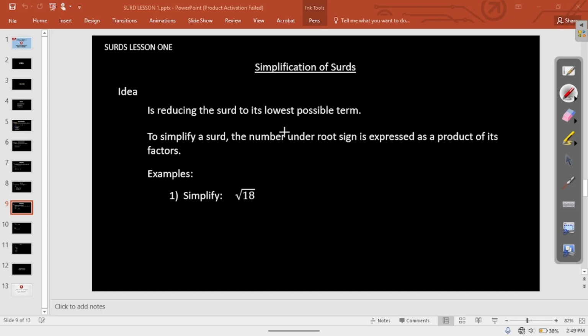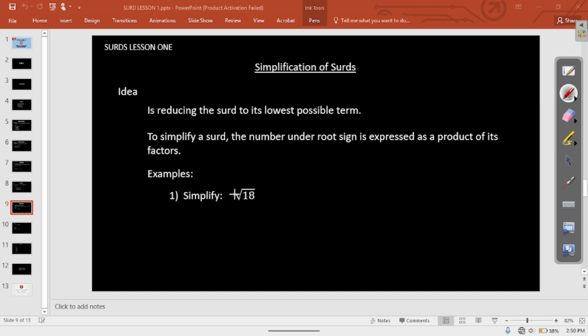So when you're given a surd, and by just looking at it you identify that the surd is large and can be reduced to some lower forms, or rather it has factors, then what you need to do is to express that surd as a product of its factors. Now this process basically goes as follows. If you want to simplify a surd, take the number under the root and express it as a product of its prime factors. Then any factors that are common or similar, group them.